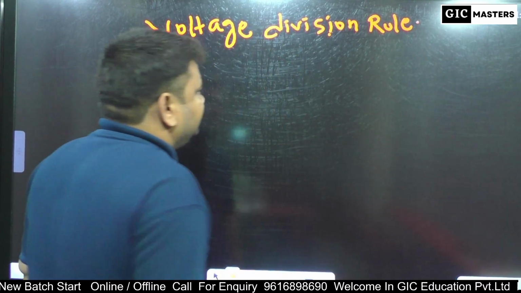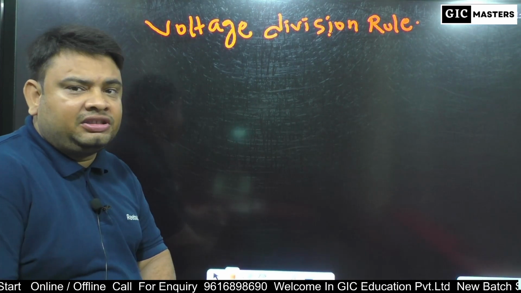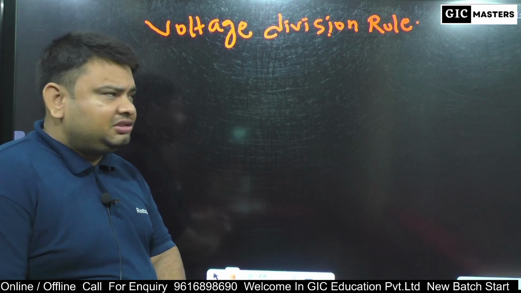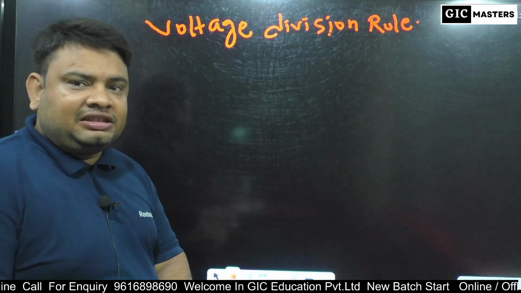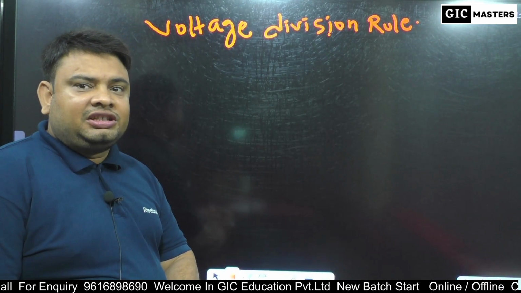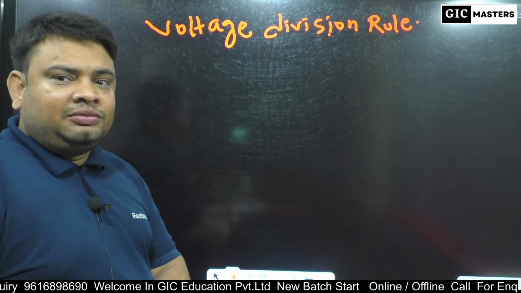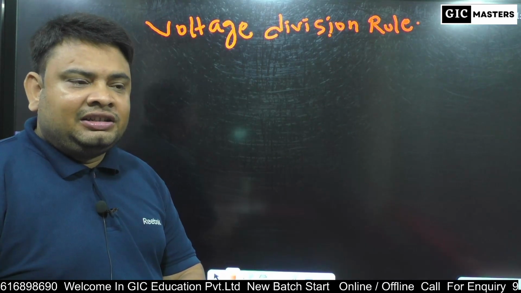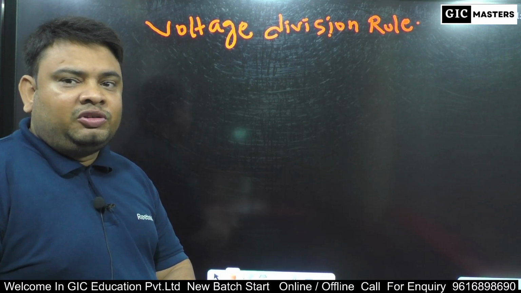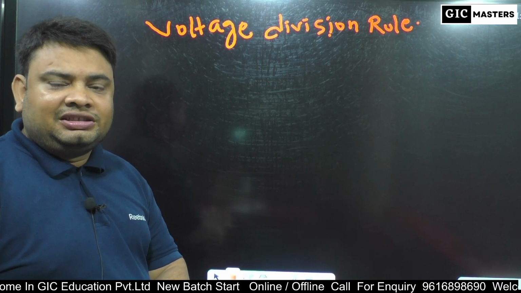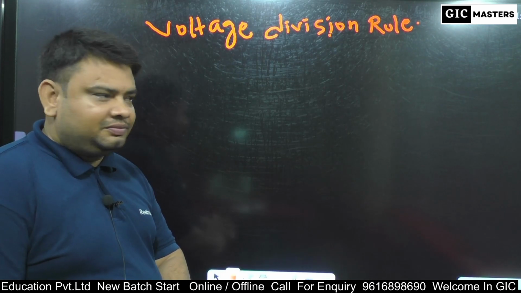Why do we discuss only a voltage division rule in series combinations, and not in parallel? Because in a parallel combination, the voltages are the same. Voltages are the same across each resistor in parallel, but in series the voltage is divided into different parts. So we only discuss voltage division rules in series connections, not parallel connections.